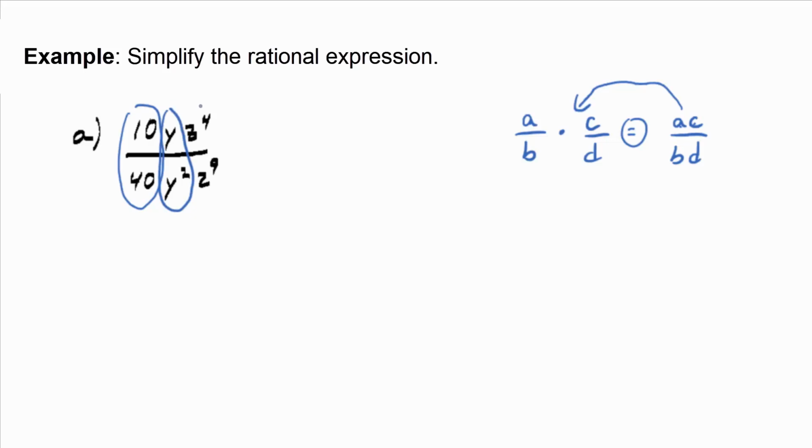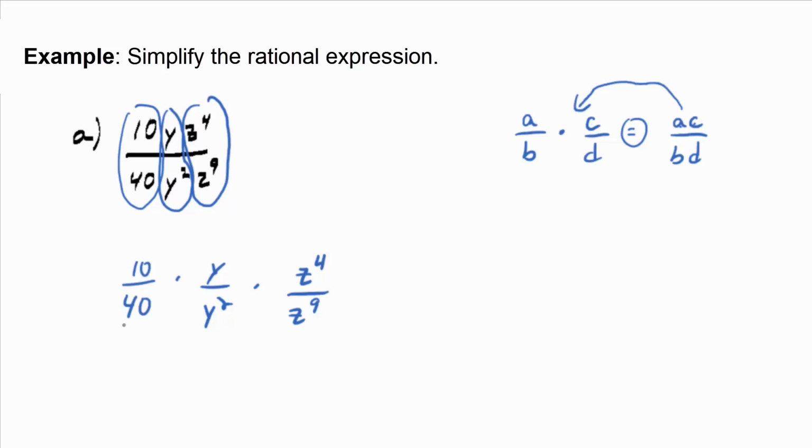And again, this is not the work you're going to show. This is just to help you understand it. Then from here on out, I'll show you the kind of work I expect. So you can separate this into the fraction 10 over 40 times y over y squared times z to the 4th over z to the 9th, right? So it's the operation that allows us to do that. If any one of those in the original problem is plus, you can't separate it like that. You separate it using common denominators, which we'll talk about at another time.